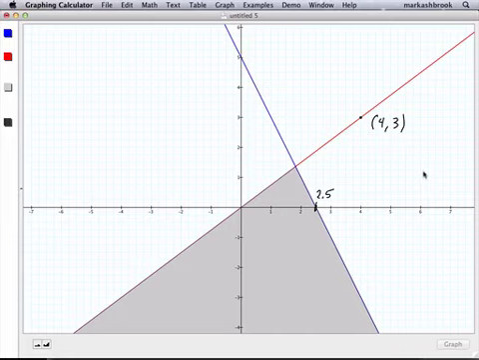You don't select functions of this. You just graph the lines. Just graph these y lines.